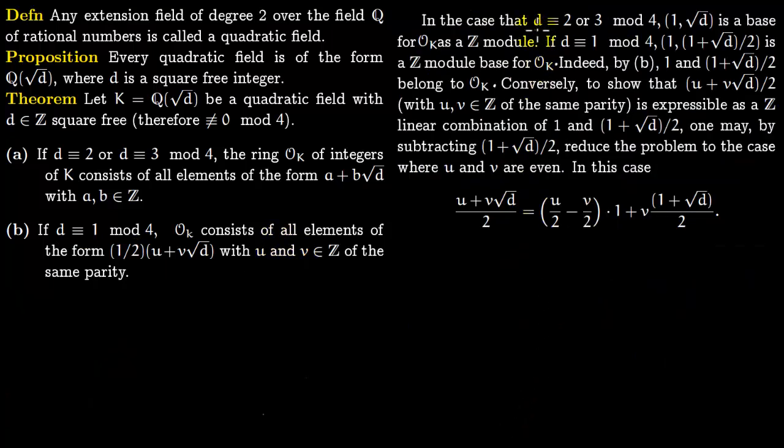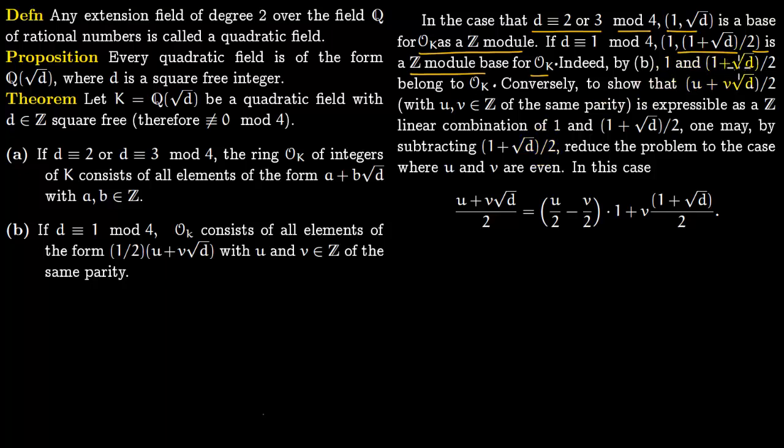So now in case d is equivalent to 2 or 3 modulo 4, so we are in case A. So we have something like this, a plus b root t, where a and b are integers. So our base is 1 comma root t. So this is a base of our ring of integers over k as a Z module. Now if we are in case B, t is equivalent to 1 modulo 4, then 1 and (1 plus root t) by 2. These are the base. This is a Z module base for the ring of integers.